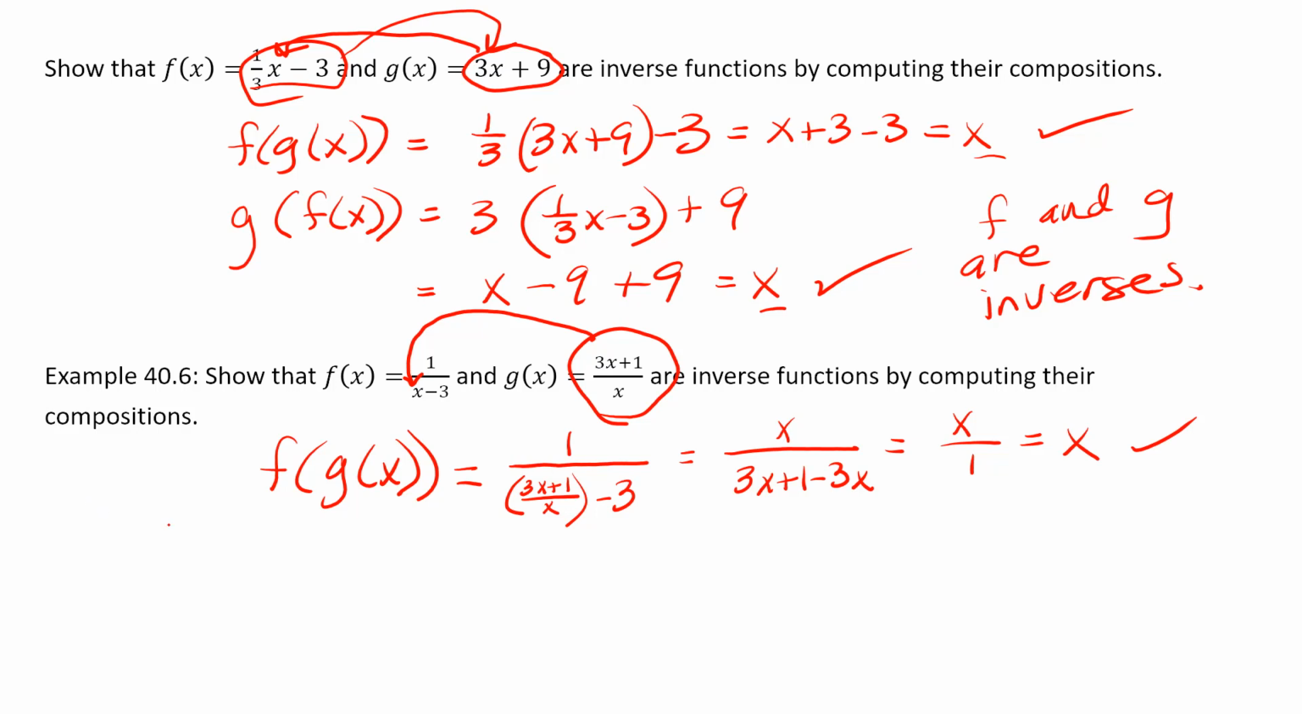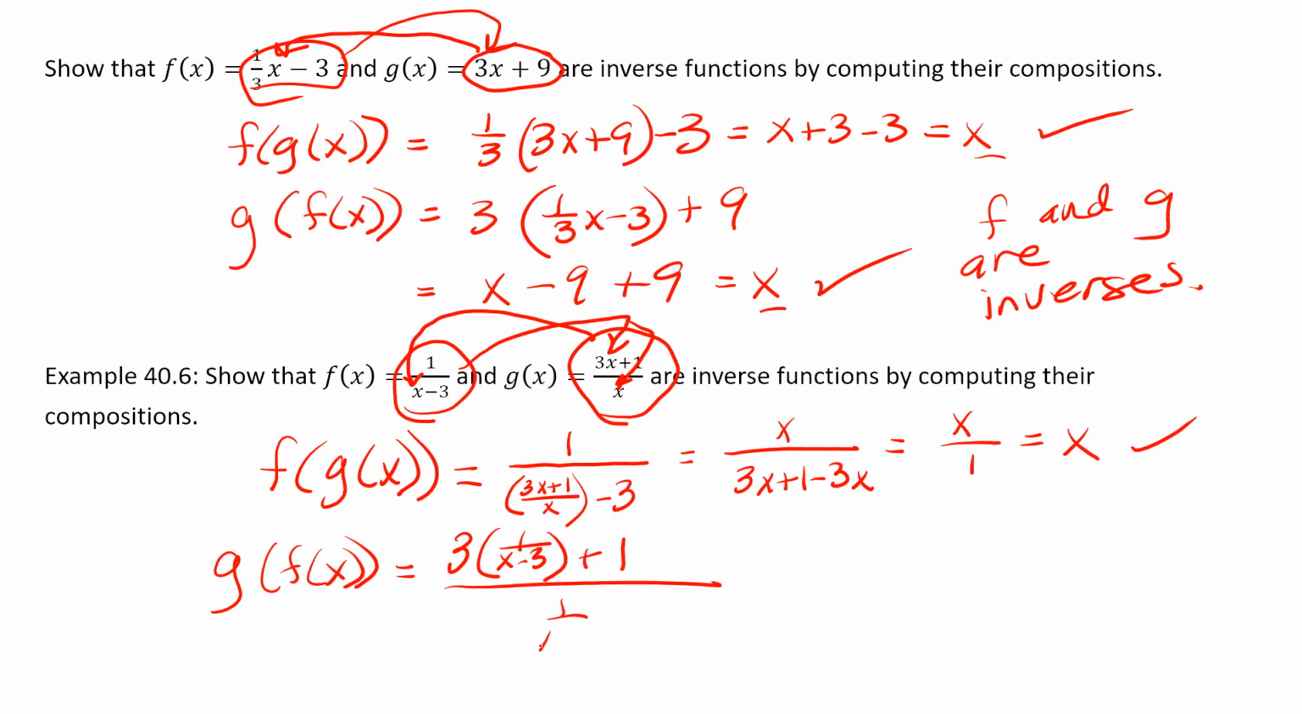So that works. Let's try g of f of x. Now we're going to take the f function and put it into the g function for x. So we're going to have 3 times 1/x minus 3 plus 1 over 1/x minus 3. So we multiply that whole fraction by x minus 3, and we're going to get 3 plus x minus 3 over 1. And that is going to give us x over 1, which is x. So that works. They are inverses. We just proved it.